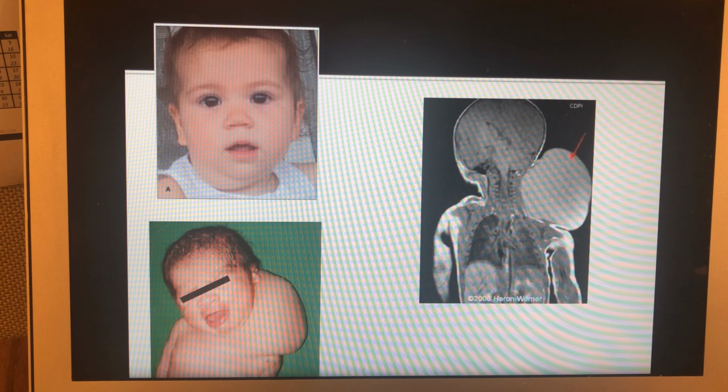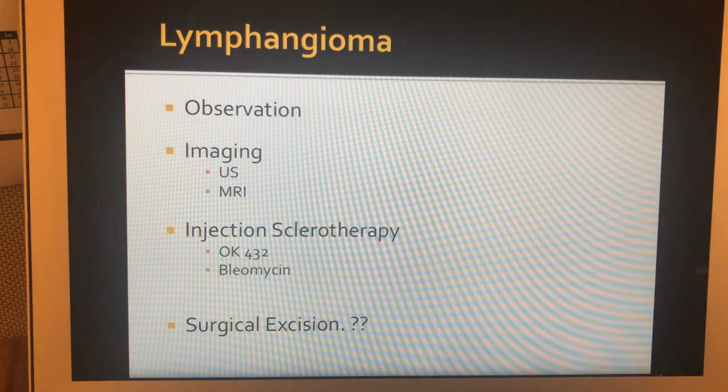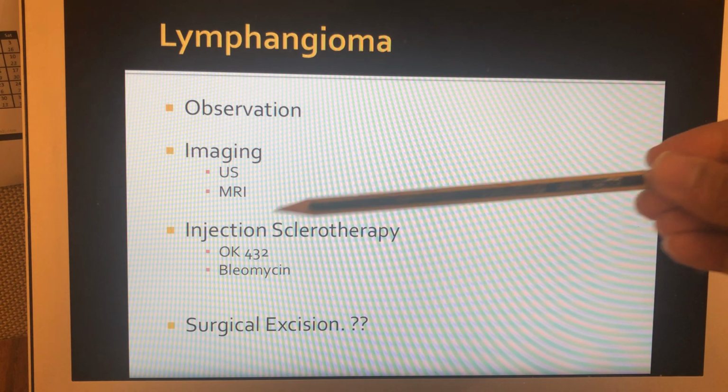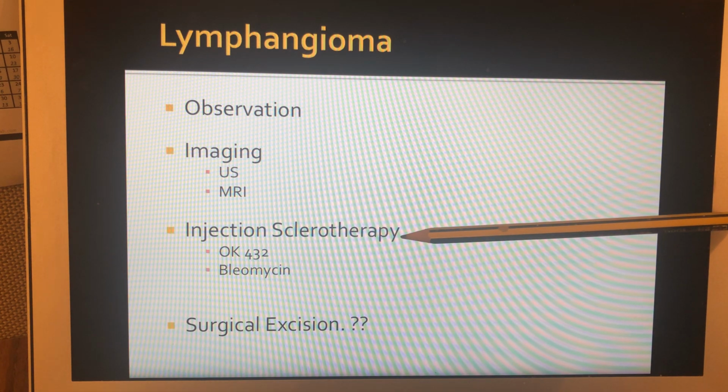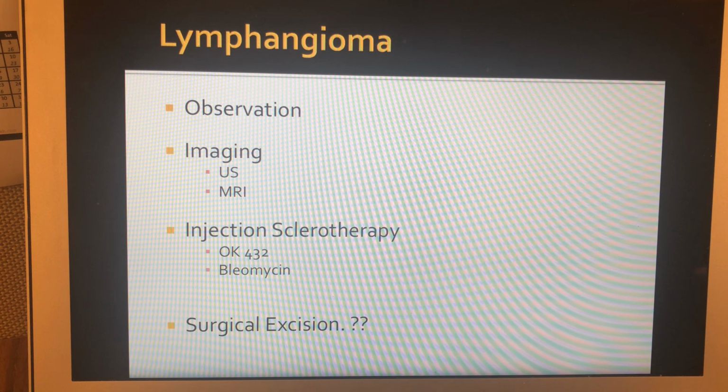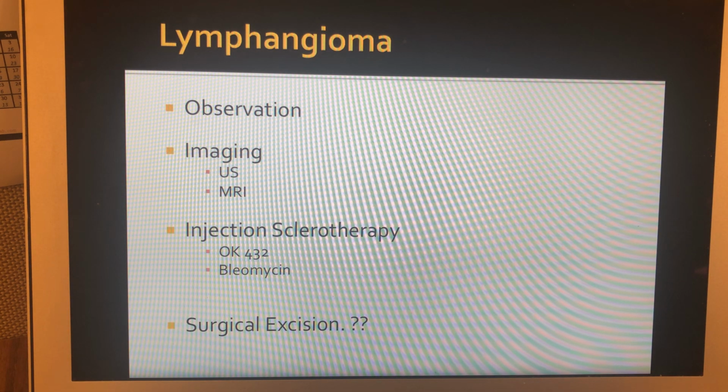macro or microcystic. The treatment, if it's small and asymptomatic, is usually to observe them. Imaging is required to confirm diagnosis, ultrasound and MRI. If they are symptomatic or large or causing disrupted cosmesis, then the treatment of choice is injection sclerotherapy with closing agents such as OK432 or bleomycin. Surgical excision is usually discouraged unless it's causing mass symptoms with airway obstruction or vital structure dysfunction. Otherwise, it's not recommended because of high morbidity and bigger scar.